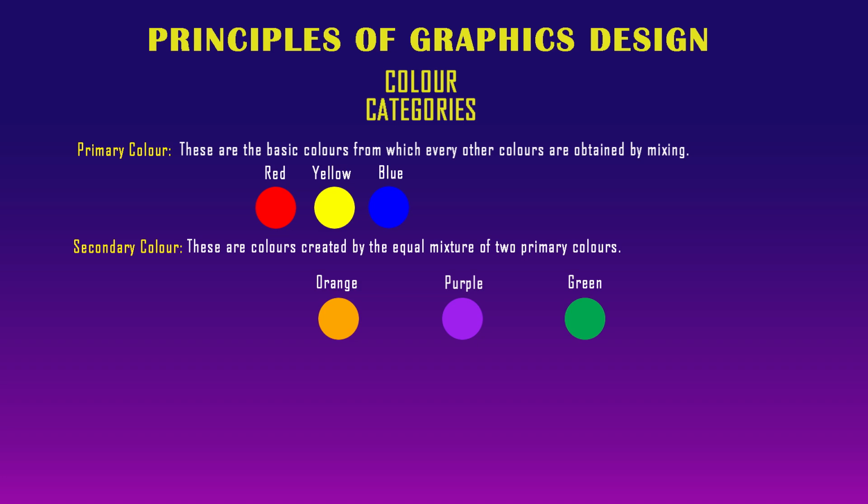Now the third and final one, tertiary colors. Tertiary colors are a combination of primary and secondary colors.